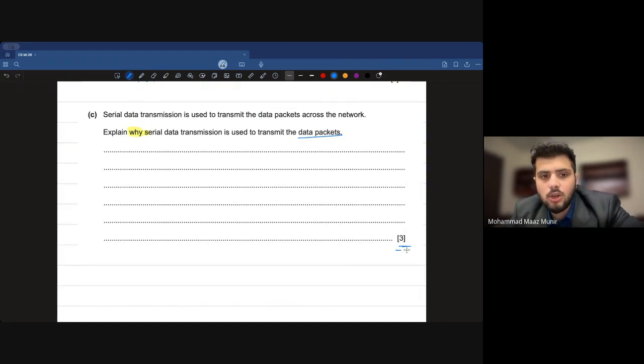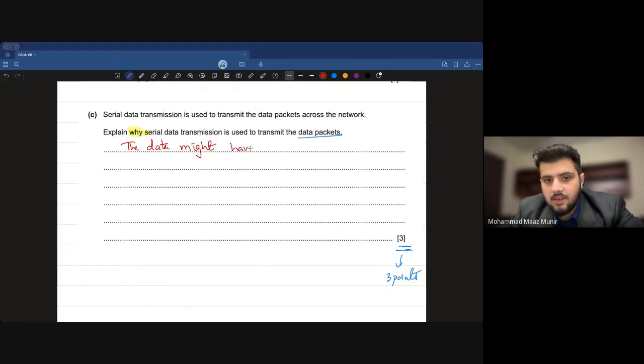And now because it's only three markers, we just need to write 3 points. So we can go with something like, okay, the data might have been sent through a long distance.